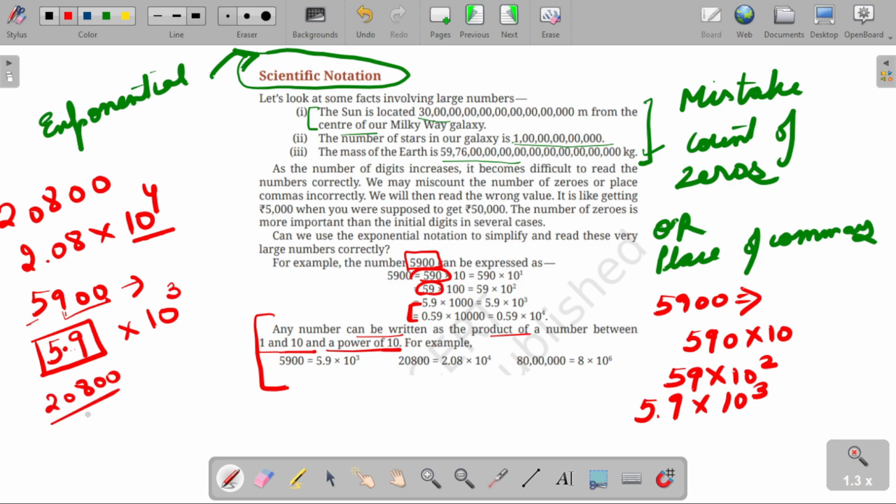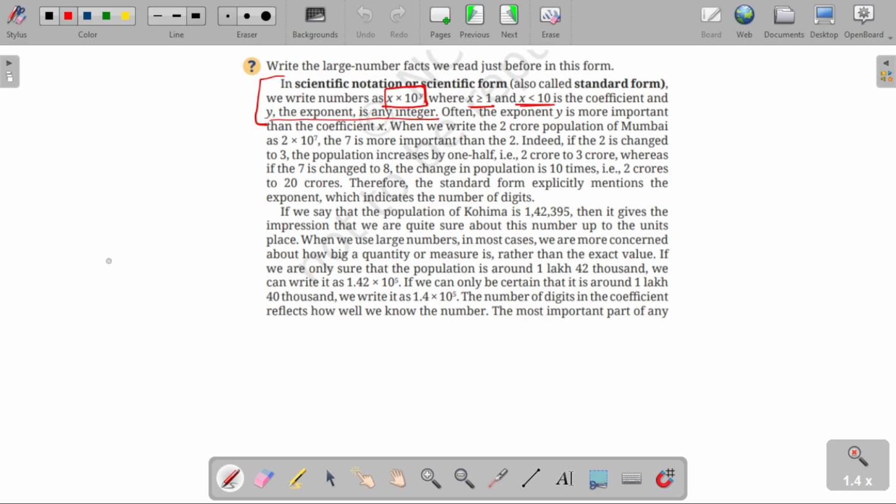Like in this, 20800. Now look at this. 2.08, right? This is less than 10. Into 10 raised to a power. How many digits are there after the first digit? 4. So 10 raised to power 4. This is called the scientific notation of any number.